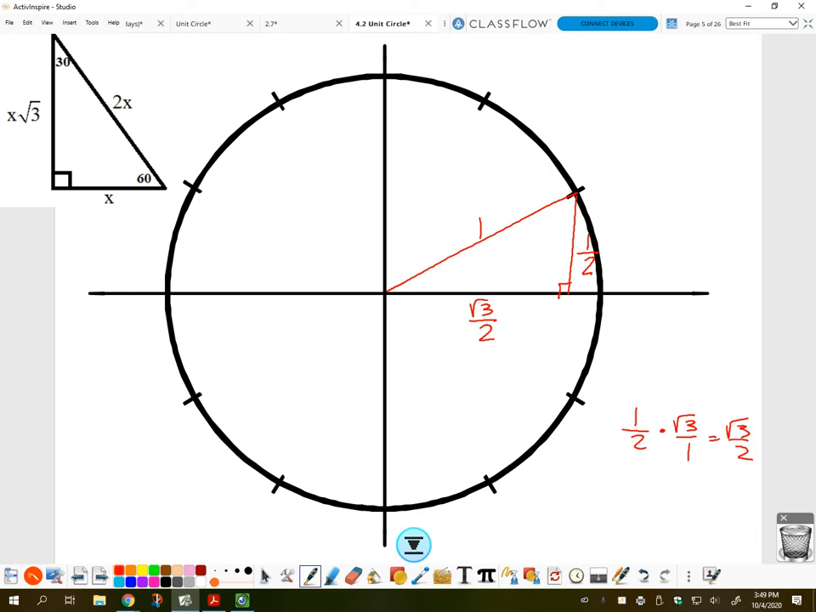Alright, so again, I said this was half because this relationship says that the hypotenuse is double the short side. And then I got root 3 over 2 because this relationship says the short side times root 3 is going to give me the long side. The longer leg, but not the longest side, which is the hypotenuse. Okay, so x is root 3 over 2, y is 1/2.